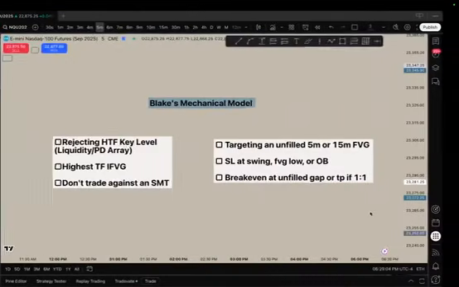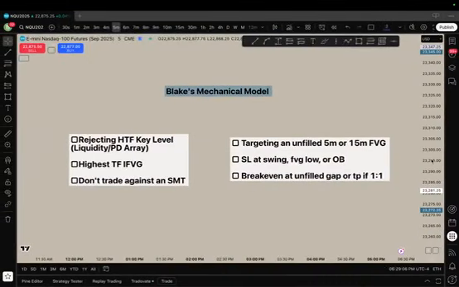Today, drum roll please, we are going to be going over the Mech model, my Mech model that I created. This is going to be covering the Mech model, which is basically just an inversion fair value gap, targeting an unfilled 5-minute or 15-minute gap. We're going to go over all the rules for it, stop loss, what you need, how you get a higher win rate with it, and how I trade it, which is around a 70 to 80% win rate. And let's get into it.